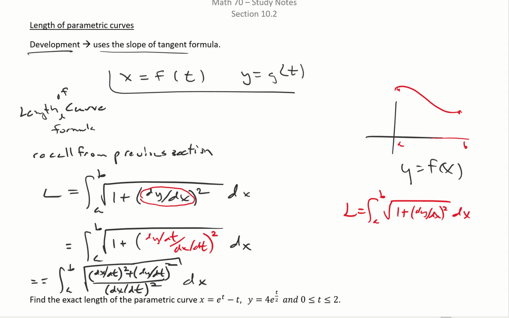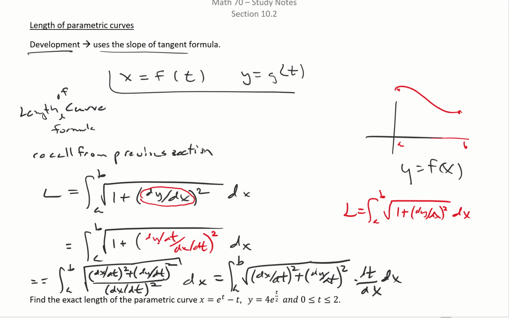Okay, so what happens is I'm going to square root the denominator and invert and multiply with it. And it looks like this. Okay, we have a square root. We have dx dt squared plus dy dt, quantity squared. And I have square rooted dx dt downstairs, but it becomes dt dx, and it meets dx. So here comes your formula.